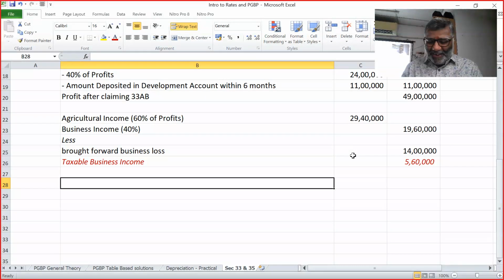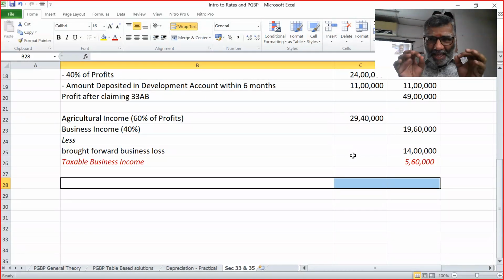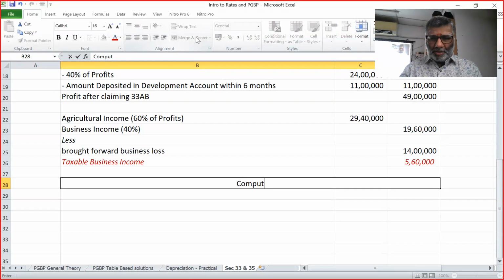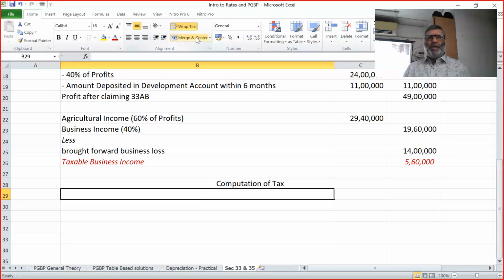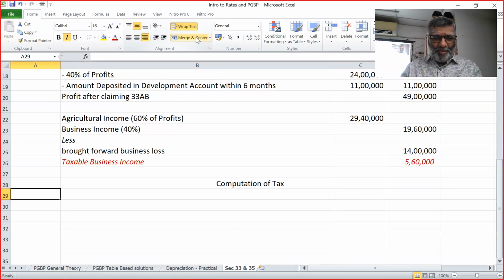So how to tax when there is both non-agricultural income and agricultural income? I don't think it will come that much, but I will check. Computation of tax. Time to recollect. If you don't remember, leave it. We will do it again in assessment of individual.